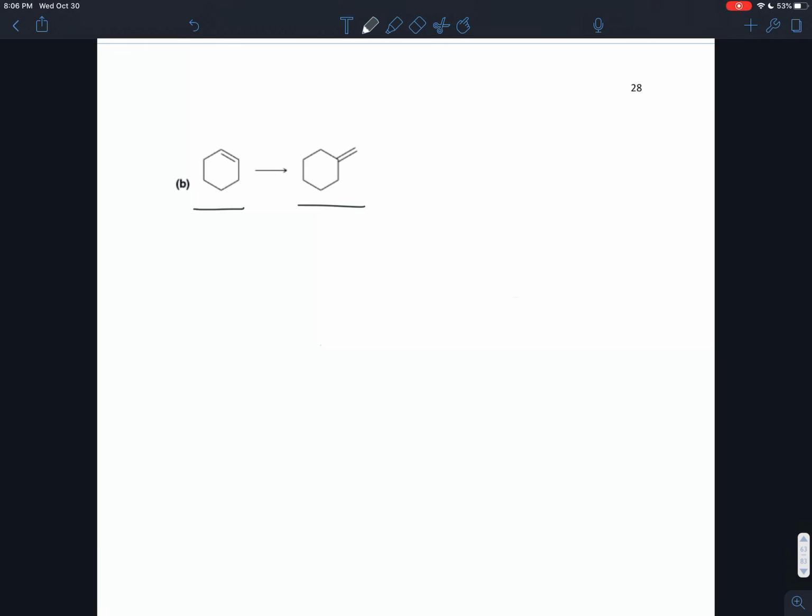So you form a new carbon-to-carbon bond. Not only that, but you form a carbon-to-carbon bond that makes an alkene. So that's like a textbook recipe for the Wittig reagent. So if we wanted to make that, what Wittig reagent would we use?